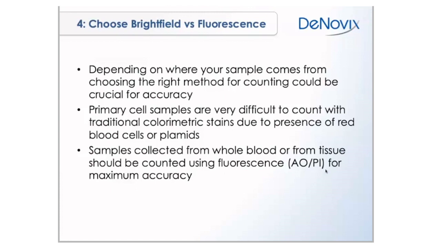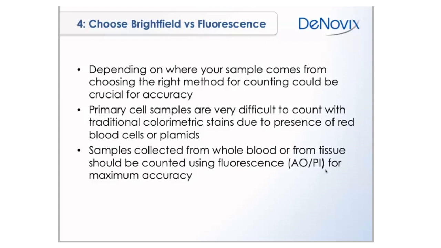So primary cells are notoriously difficult to count with your trypan blue stains. That's because even if you do an isolation, there's almost always some red blood cells contaminating the isolation. You have other debris from the isolation. You have platelets that could be possible. Those are all going to show in the background. If you're manually counting, it's almost impossible to distinguish unless you're really, really highly trained.